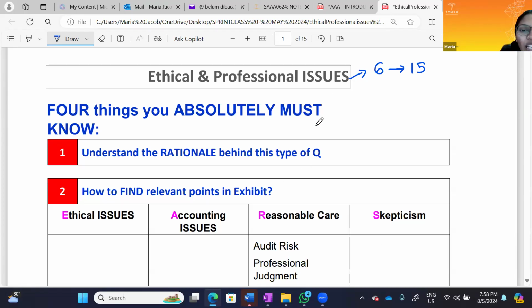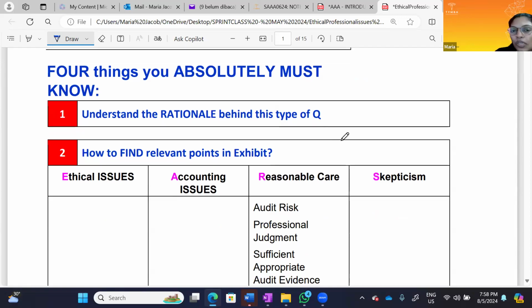So there are four things that you absolutely must know. You must understand the rationale for why they are asking you this type of question. Obviously, they are examining you to identify the threat in the scenario.